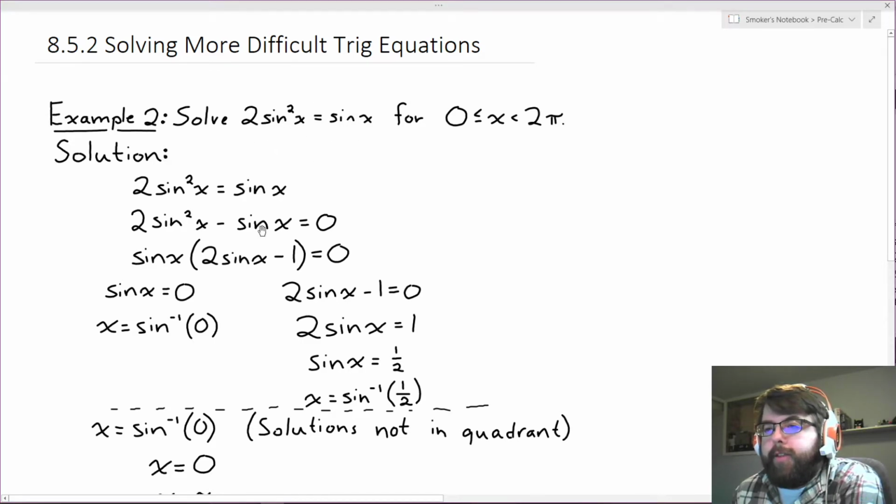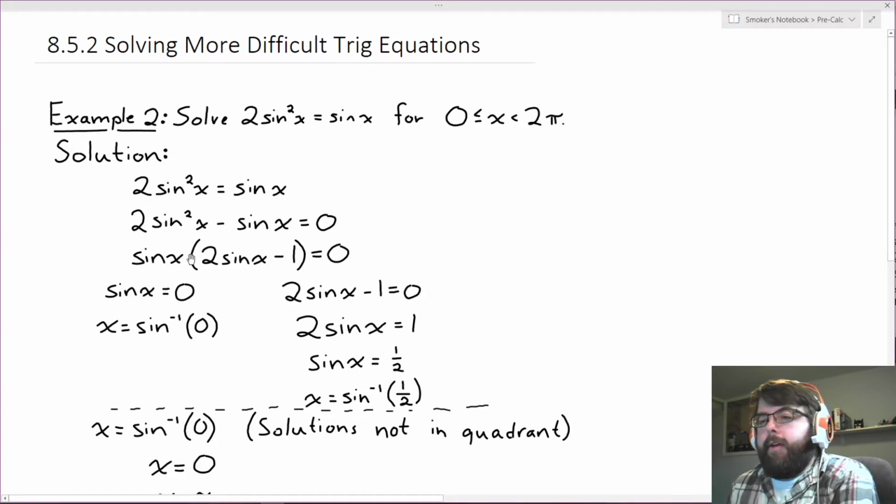So we're going to subtract the sine x from both sides, which gives you a 0 on the right. You have 2 sine squared x minus sine x, and we can factor out a sine x that is common in both of these. Pulling that out, I'm left with 2 sine x minus 1. And here I have a product of two things equal to 0. The zero product rule says that I can set each part, whatever's separated by the multiplication, equal to 0. And that's what I'm going to do.